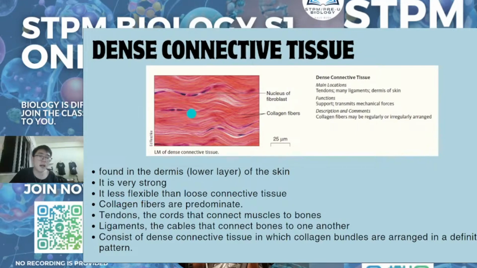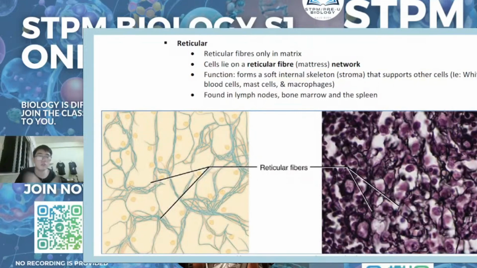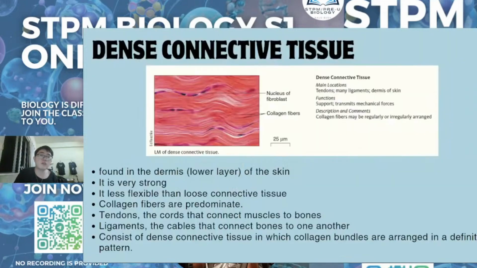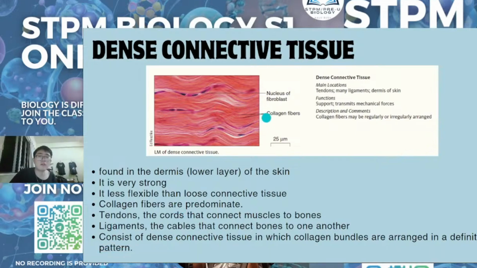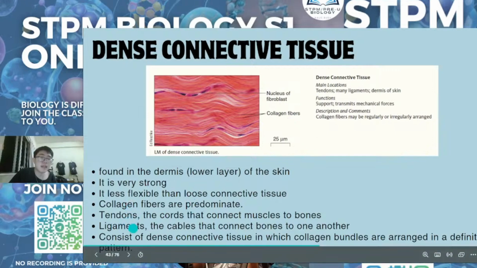Because it is strong, it is less flexible. You cannot stretch this tissue freely compared to the loose one. If you stretch the tissue, it may break. When it breaks, normally it takes time to recover. The main fiber found in this tissue is collagen fiber. Another example is tendon and ligament.